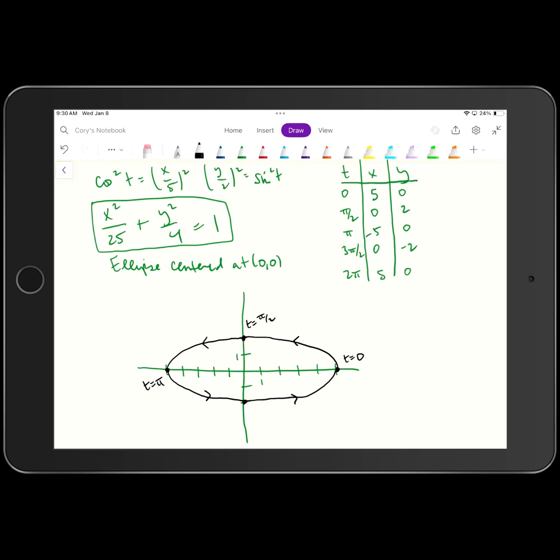And then at t is equal to 3 pi over 2, we're at the point (0, -2). Lastly, we go back to our starting point at t is equal to 2 pi.